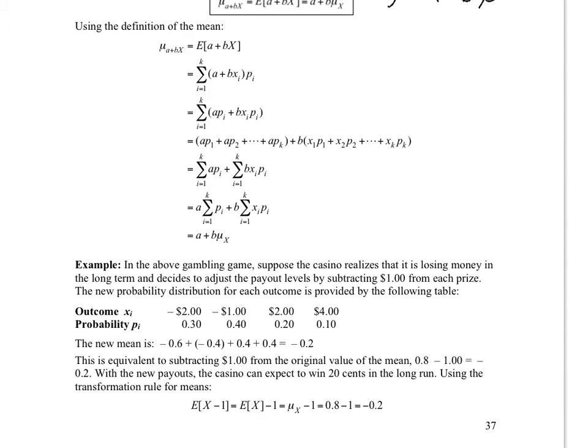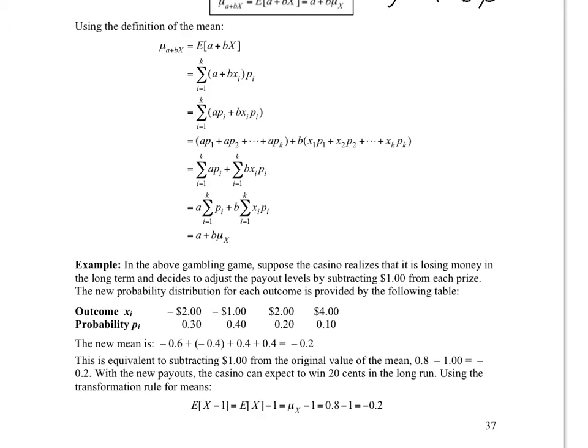Here, for instance, we're going to take the original gambling game, but since the casino realizes it's losing money, they decide to adjust the payout levels by subtracting $1 from each prize. So this is the new distribution. And the new mean of that distribution, well, we'll just calculate it in the original way, multiplying these together, plus multiplying these together, plus multiplying these together, plus multiplying these together. So that's the new mean. So now on average, a person is losing 20 cents rather than on average winning 80 cents.